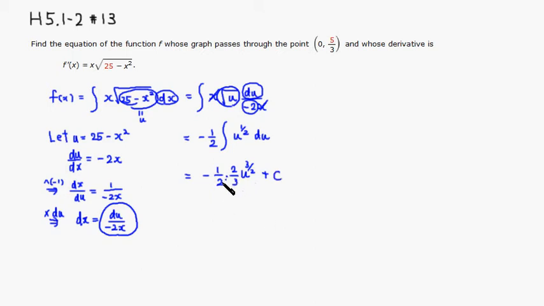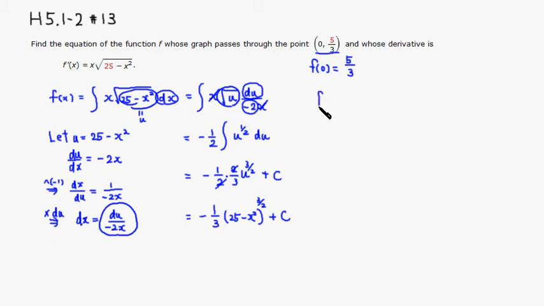So the 2 and the 2 cancel out. What you get is negative 1/3 times u, which is 25 minus x squared, raised to the 3/2 power, plus some constant c. This is the best we can do by taking the antiderivative. So we need to find the value of c using this clue right here. This tells you that if you plug 0 into the original function, you will end up with 5/3.